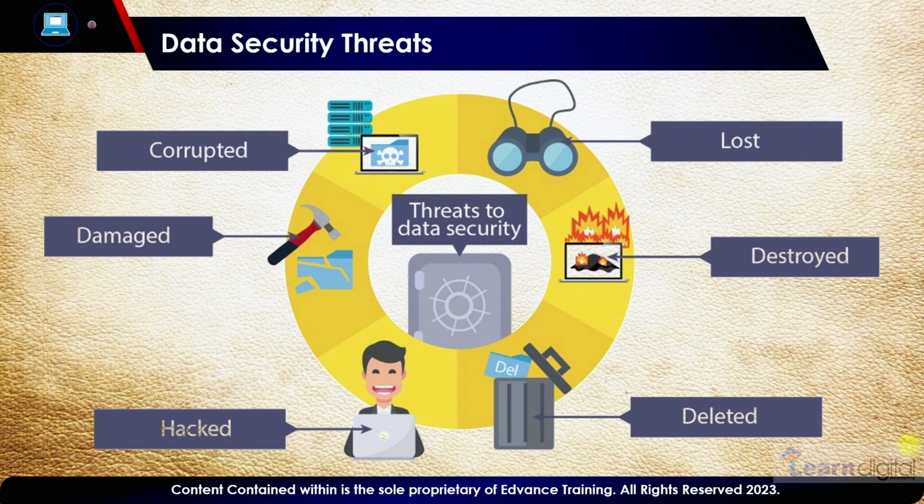So, how is data threatened? There are many ways where data may be threatened, lost, corrupted, damaged, hacked, deleted, or destroyed. There are a lot of ways. So you need to keep your information safe. It helps keep your reputation clean, gives you a competitive edge, and saves on support and development cost.